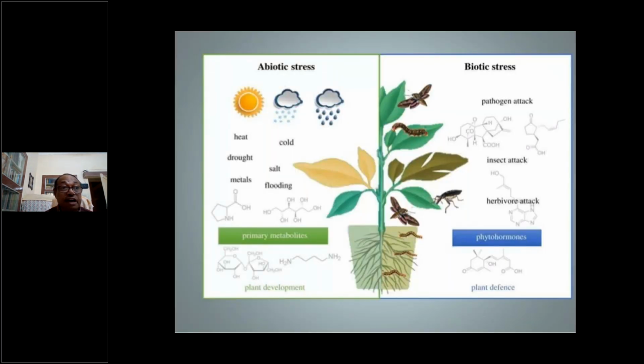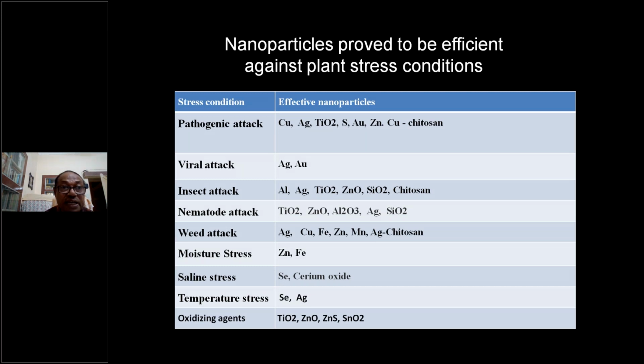So you know that plants suffer different abiotic and biotic stresses. Abiotic stresses are due to heat, drought, metals, cold, salt, flooding, which ultimately affect primary metabolites and ultimately plant development. Whereas they suffer biotic stresses due to pathogenic attack, insect attack, herbivore attack, which ultimately affect the phytochromes and ultimately plant defense. So we found different nanoparticles which can be used to protect against these plant stress conditions. For example, against pathogenic attack: copper, silver, titanium dioxide, sulfur. These are the nanoparticles which are very effective.